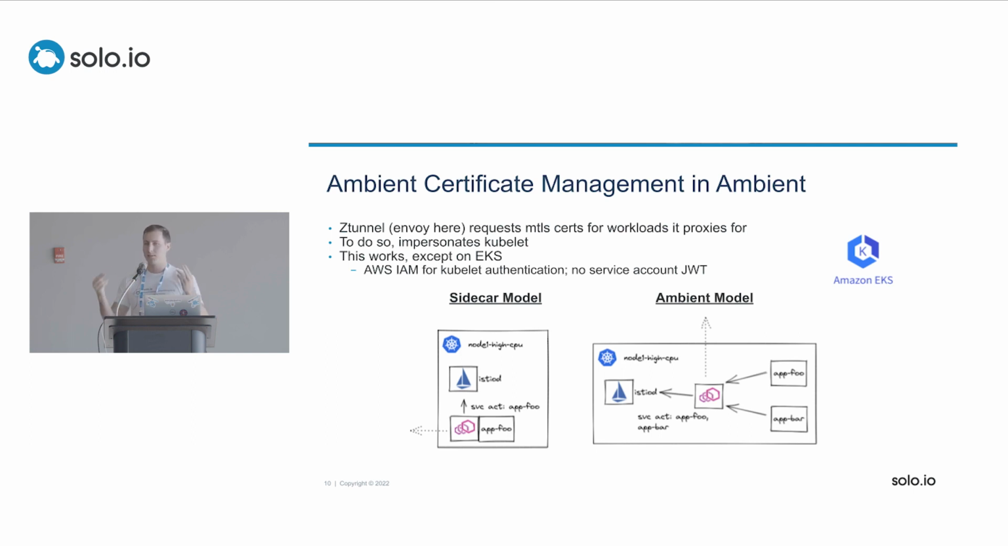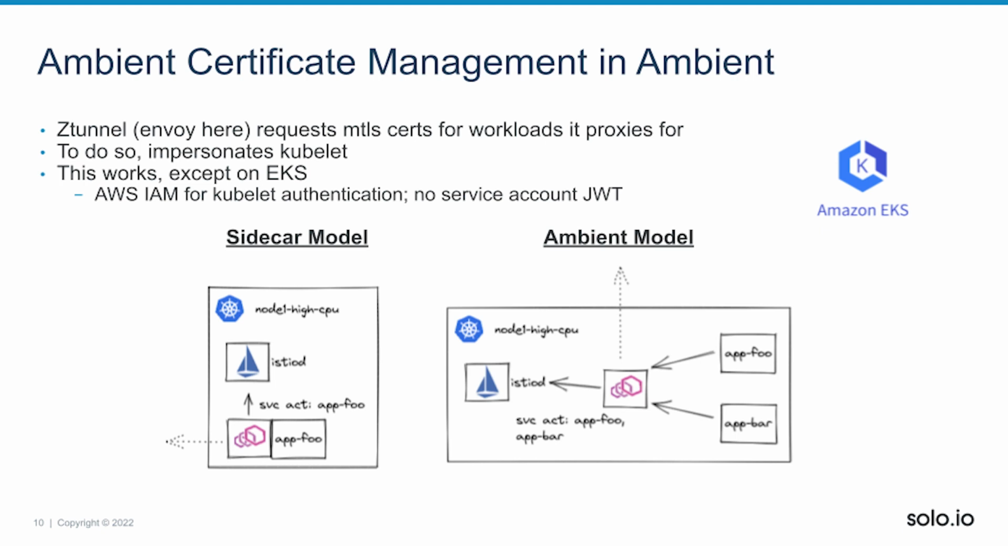The way that ambient works today is it impersonates the kubelet, because the security posture of the Z-tunnel is basically the same as the kubelet. The kubelet has domain over everything on its node, and so does the Z-tunnel. The Z-tunnel can proxy anything on its node. The security posture is relatively the same. And impersonation is supported in that token review, token request API.